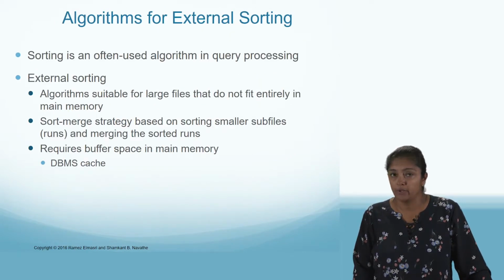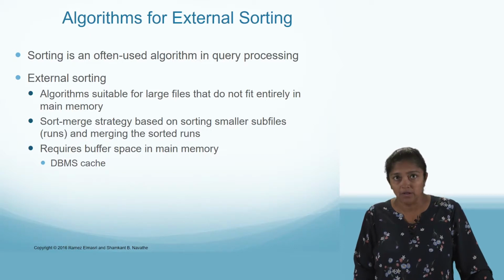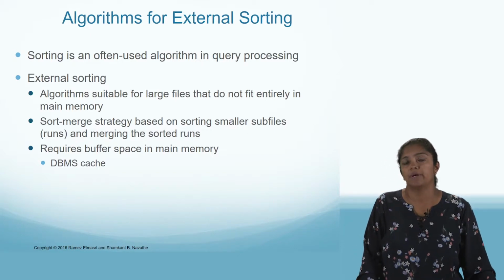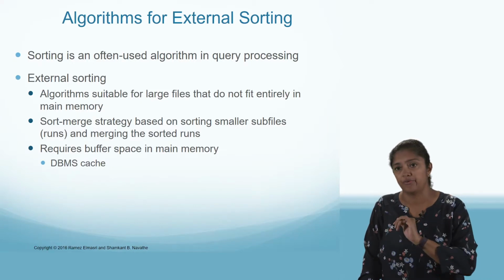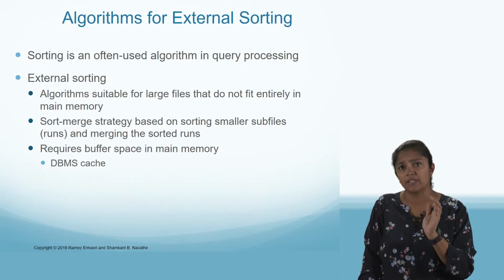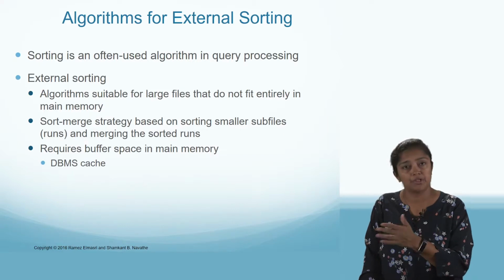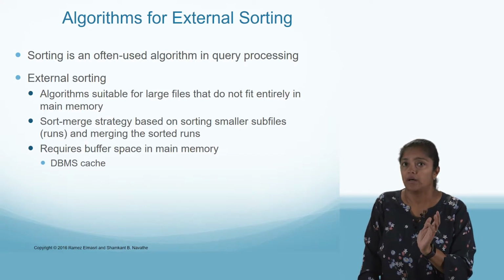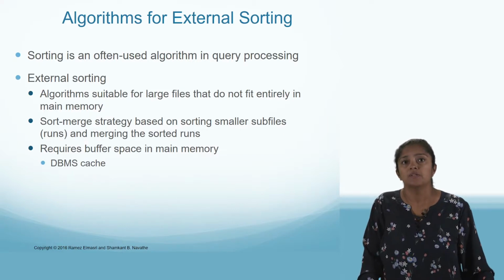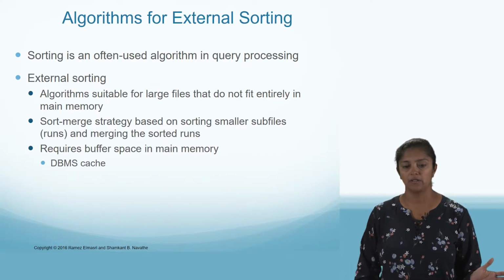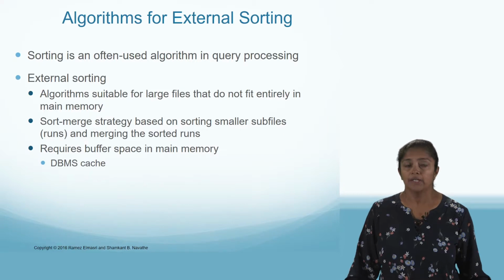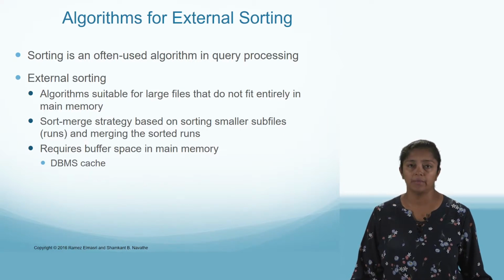Now, internally for query processing, external sorting is needed. It's used a lot, often for a number of different kinds of operations like joins, projections, and calculating different set operations. The purpose of external sorting is that this algorithm is used for large files that don't fit entirely in the main memory.